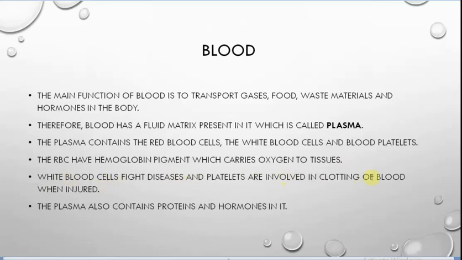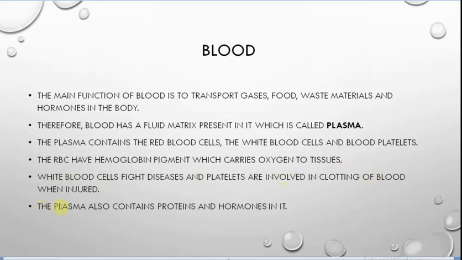For example, when you get injured today, the next day you will find that in the part which is injured, a black color substance has accumulated. So what is the black color thing? It is an example of clotting. The clotting happened because of the presence of platelets, and because of the clotting your skin is recovering.